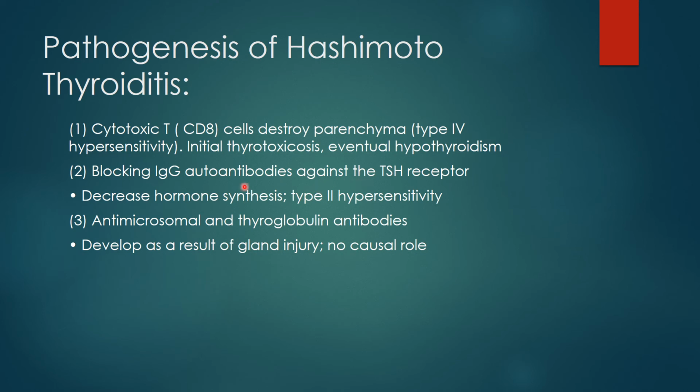Secondly, there is blocking by immunoglobulin autoantibodies against the TSH receptors, which ultimately decreases the hormone synthesis, and this is caused by a type 2 hypersensitivity reaction, which I'll explain to you diagrammatically in a later slide. Third, in Hashimoto thyroiditis, there is a presence of antimicrosomal and anti-thyroglobulin antibodies, which develop as a result of gland injury, and this causes decreased production of the thyroid hormone.